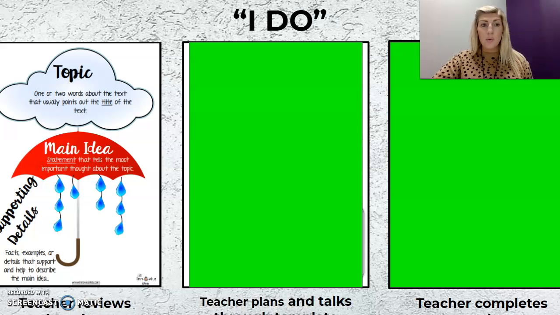All right, so we have been talking about topic, main idea, and supporting details all week. The next step is for us to be able to write a paragraph explaining the topic, the main idea, and supporting details. But before we do that, we want to make sure we can complete a graphic organizer. So this morning I introduced a graphic organizer for completing and finding our topic, main idea, and supporting details.